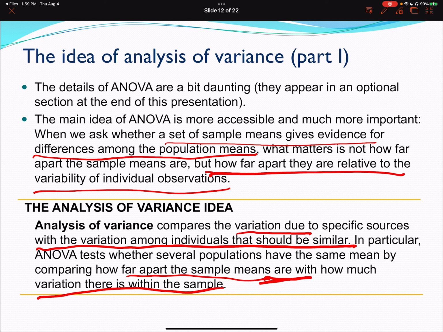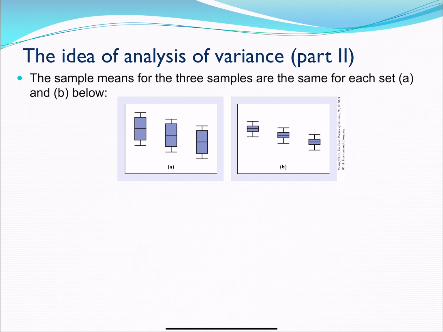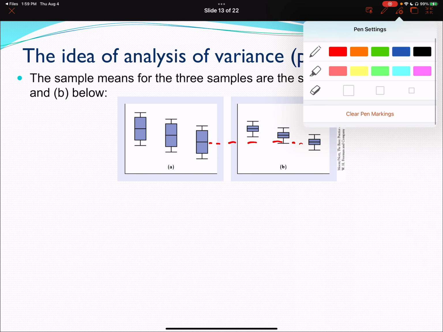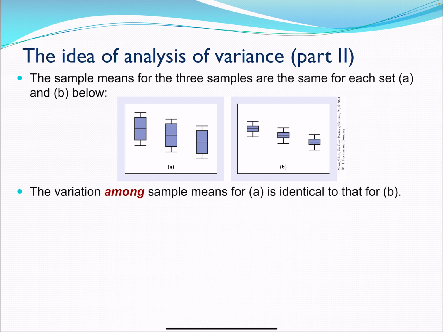So let's take a look at a visualization. The sample means for the three samples are the same for each set, A and B, below. So all the sample means are the same. You can kind of see that they match up. Let me clear that for clarity. The variation among sample means for A is identical to that for B, right? Because they have the same means. These means match up.